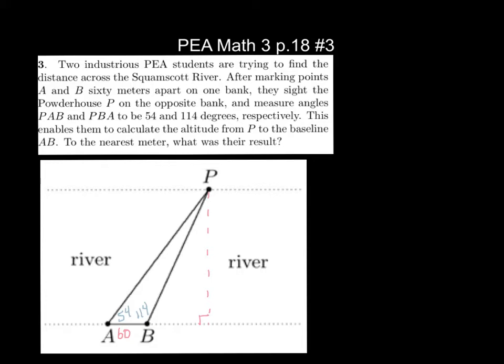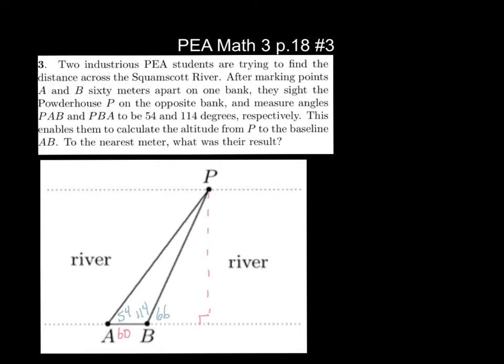right there. So what I'm looking at is, how would I find this? Well, I'm probably going to need the measurements in this triangle. And in fact, I already have one. I have this angle right here by taking 180 minus 114, which is 66 degrees, and putting that right there.